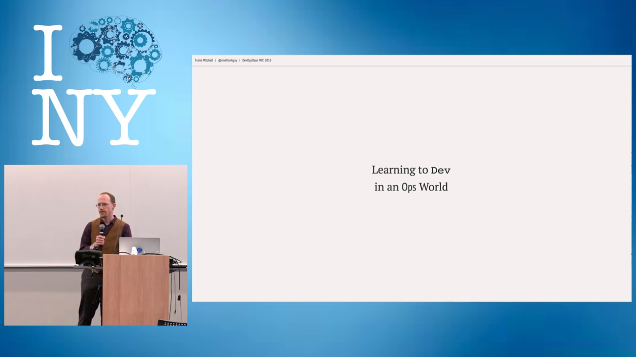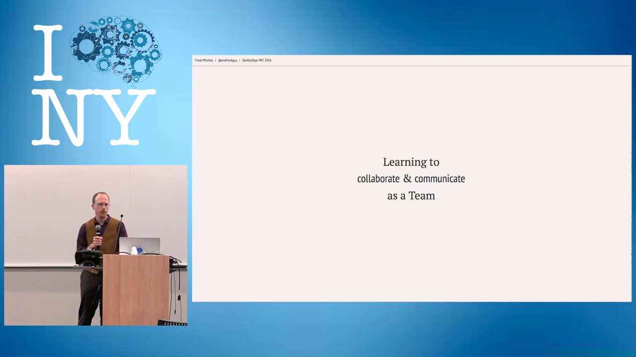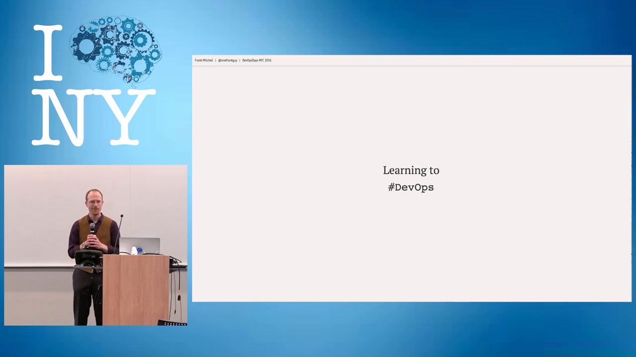So when we started this, we were an ops team that was learning to be a development team. But what we realized is that we were really learning to collaborate and communicate as a team, which ultimately means we were learning to DevOps.